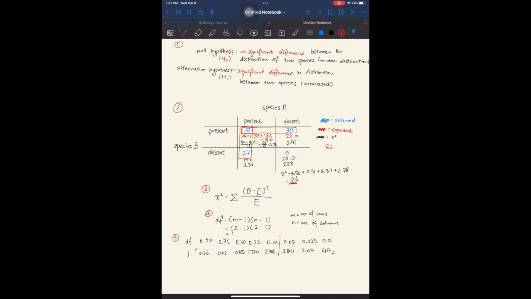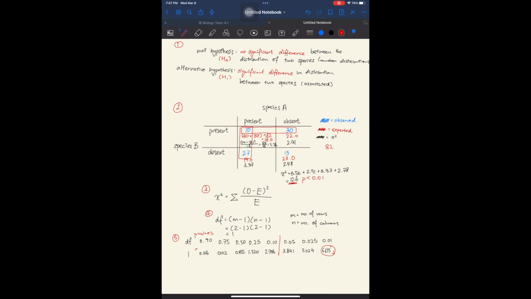So we can see that 12.6 is beyond 6.635, and what this means is that our p-value is beyond 0.01. So in our case, with 12.6, the p-value is smaller than 0.01.